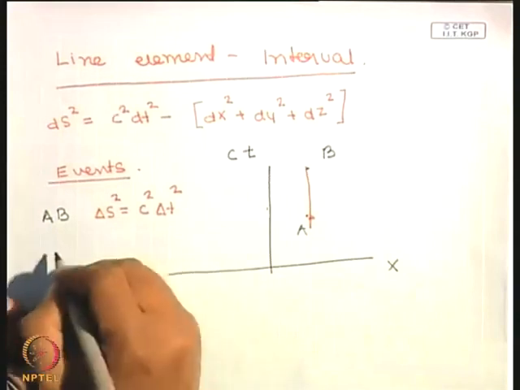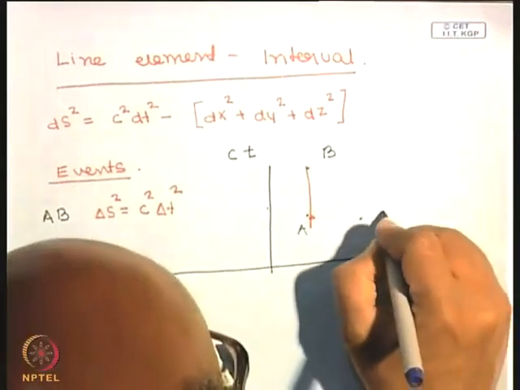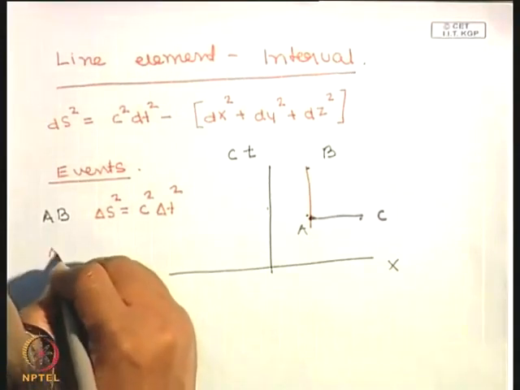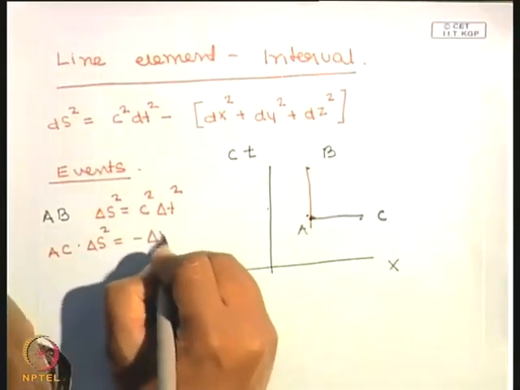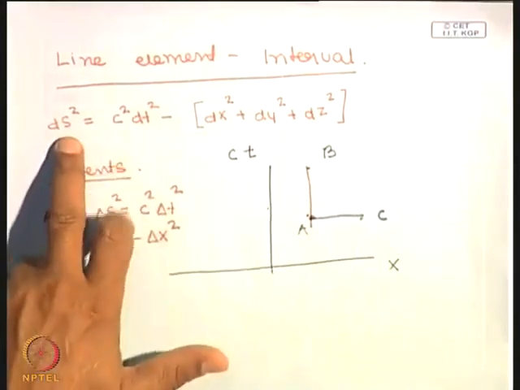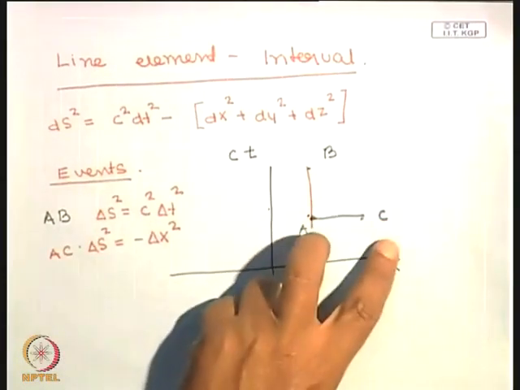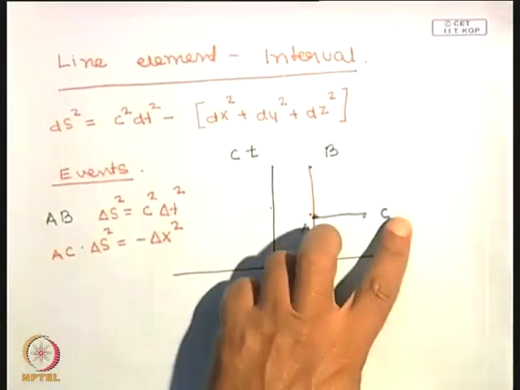Okay. Similarly, let me take another event here and call it C. These two events AC, delta s square is basically negative, minus delta x square. Just apply this formula. So for these two events, you see that the interval, this is called the interval, is negative. It is minus the length squared. Such two events are said to be space-like, and the value of the interval is essentially minus the distance between these two events squared.